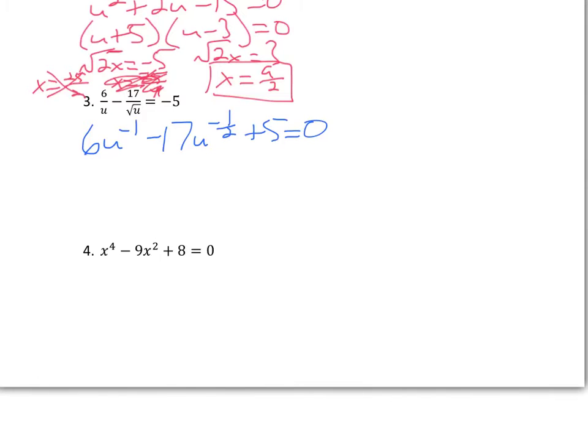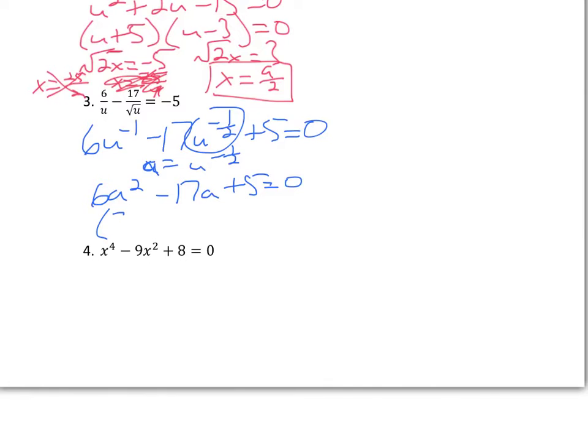Alright? So since I've already got u in here, we have to use a different variable. So let's make it a equals the middle term, u to the negative 1/2. Now u and a kind of look similar. That's dumb on my part. So we have 6a squared minus 17a plus 5 equals 0.